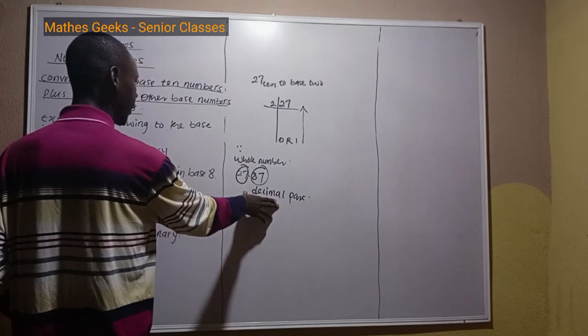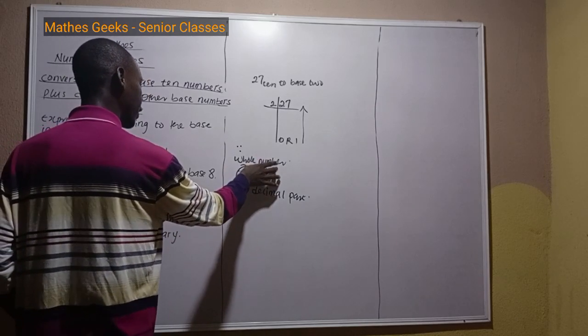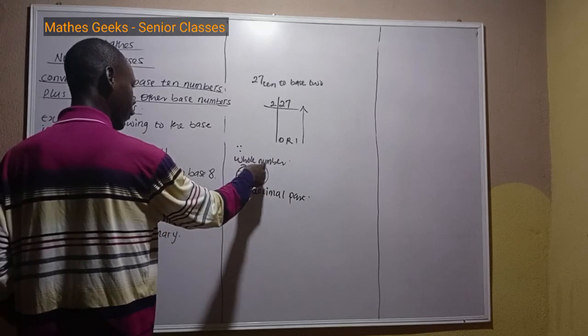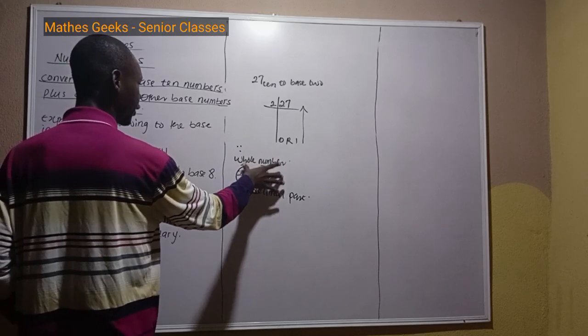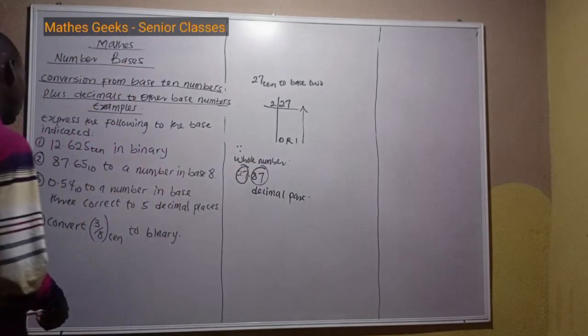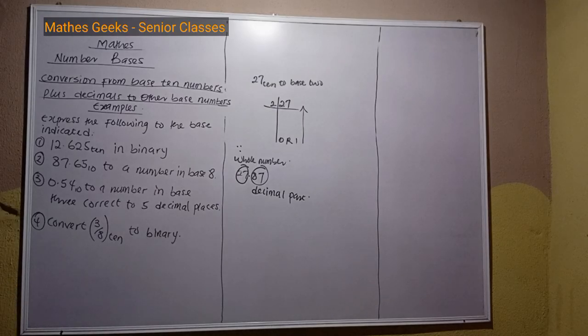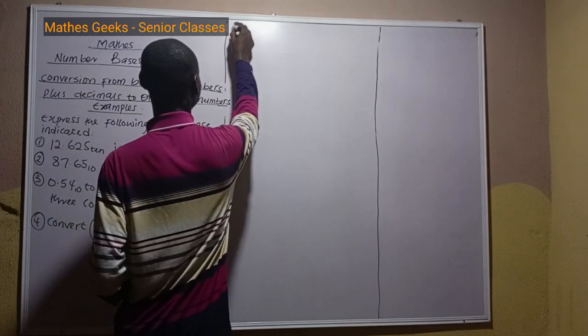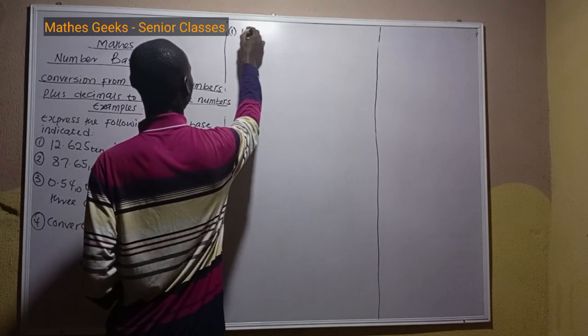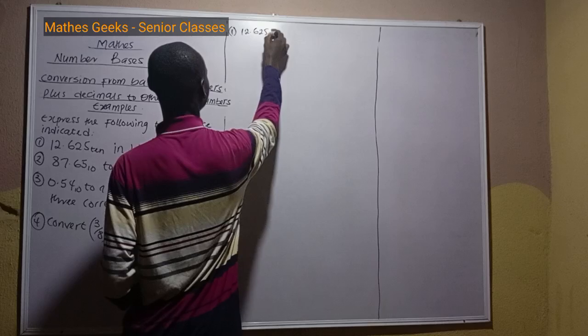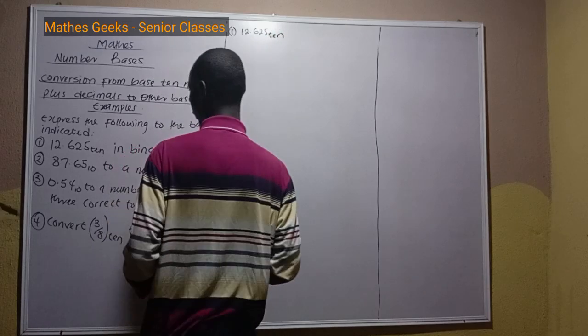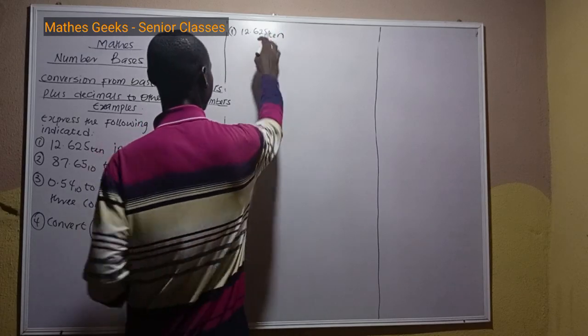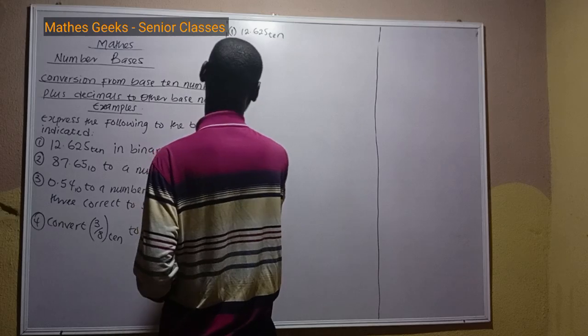That's exactly how we're going to convert this number that has a whole number part and decimal part. The only thing we need to do is that there's going to be a way that we convert this decimal part to the other base. So just watch as I take examples. So let's dive in. 12.625 base 10. So we are converting this to binary, that is base 2.